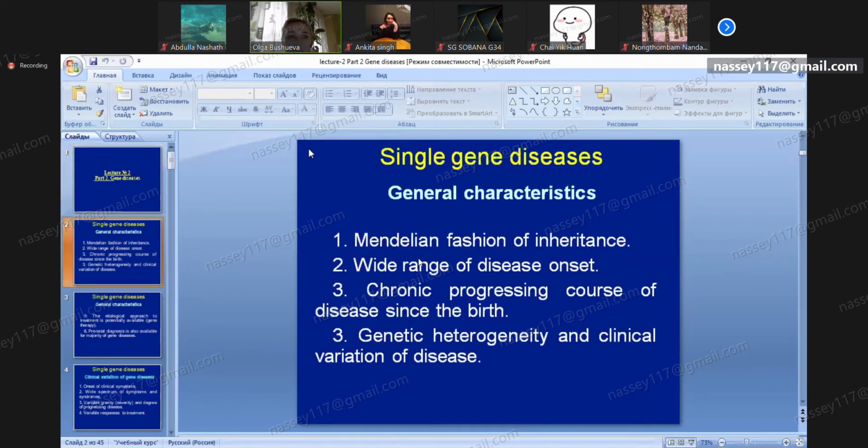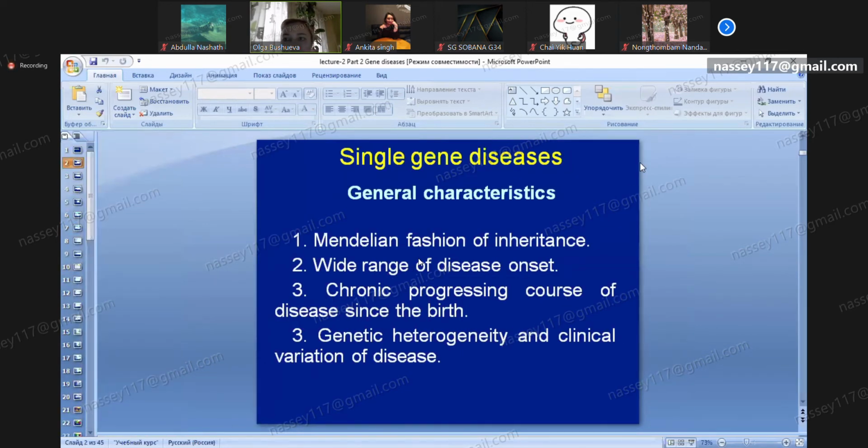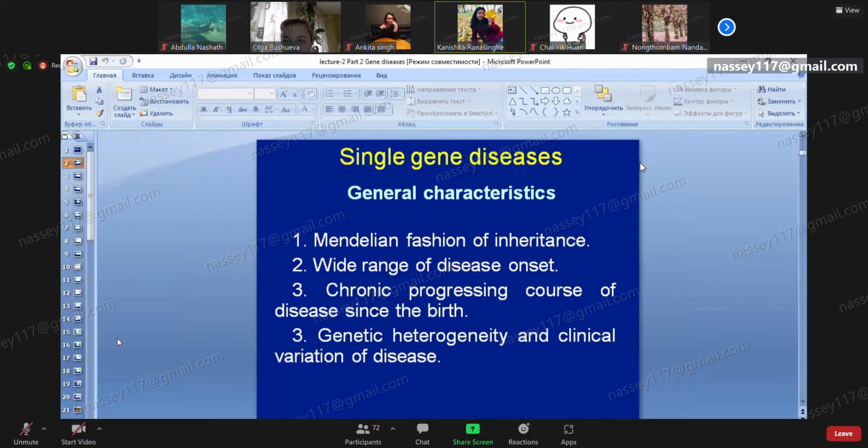Can you see the screen, doctors? Yes, can you see the screen? Yes, yes. Good.